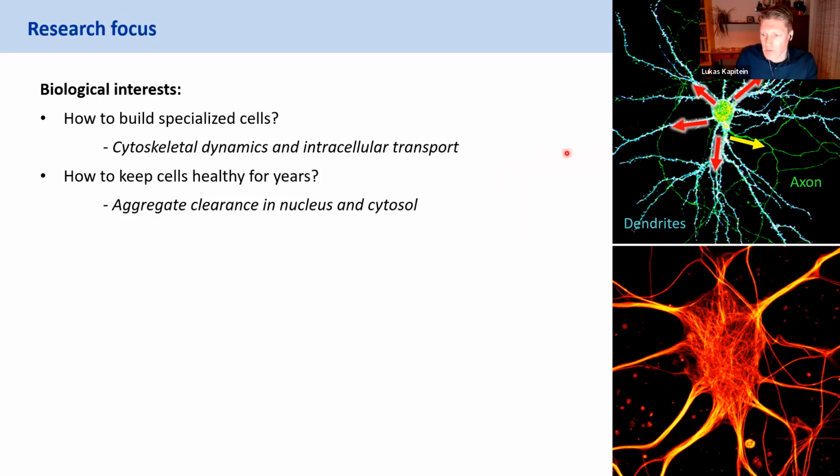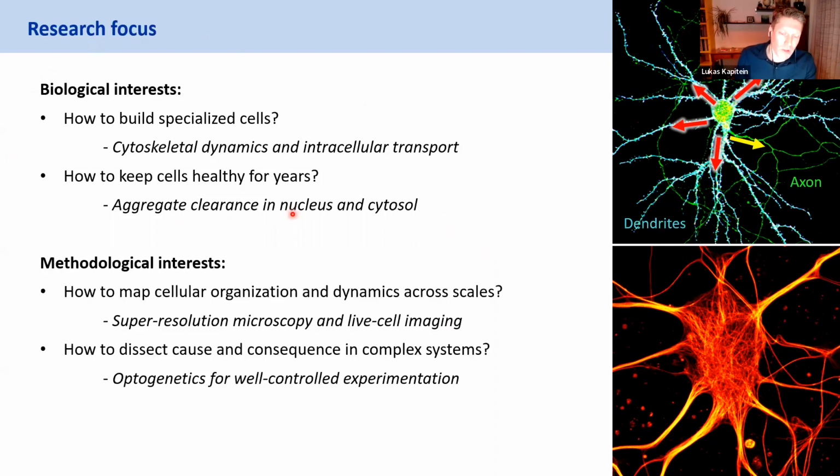And of course, many neurodegenerative diseases emerge because of the emergence of toxic protein aggregates. So the idea is that one reason why we can keep cells healthy for a long time is because our quality control system and aggregate clearance system is very active in scouting aggregates and removing them, and that this deteriorates over time. And this is something we became recently very interested in, and I'll also tell you a little bit about this. So these are the biological questions that we ask, but we also ask methodological questions.